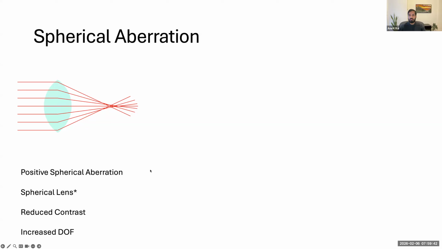Positive spherical aberration occurs when the peripheral light rays focus anterior to the paraxial light rays, or the central light rays. While this is commonly associated with spherical lenses, I put an asterisk here because aspheric lenses can also induce positive spherical aberration, as we'll see later. The positive spherical aberration leads to reduced contrast but increased depth of field.